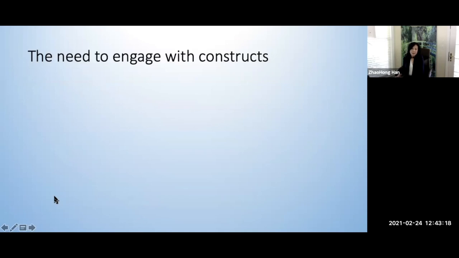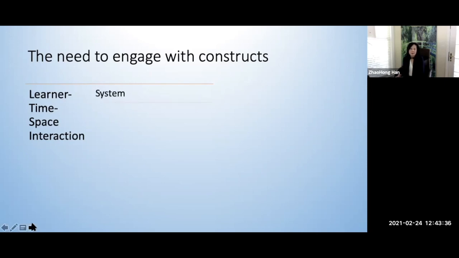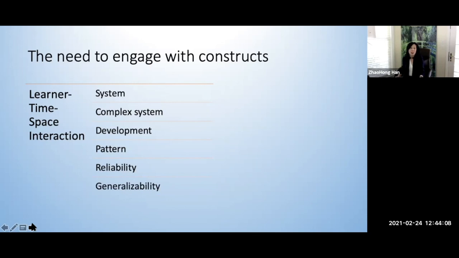There is a pressing need, just looking at the studies, to engage with constructs. So again, I would argue within the context of learner time and space interaction, there's a need to engage with constructs such as system. What is a system vis-a-vis the phenomenon in question, and what constitutes a complex system? And what is development that needs defining and operationalizing? And what is a pattern that too requires definition and operationalization? And what is reliability? What is generalizability? And so on and so forth. All these constructs are worth taking on board in the context of learner time space interaction.